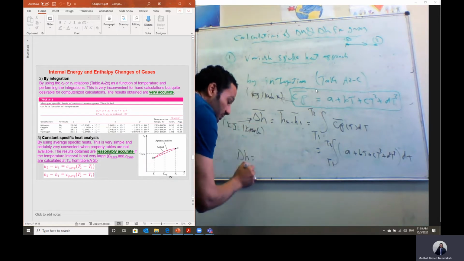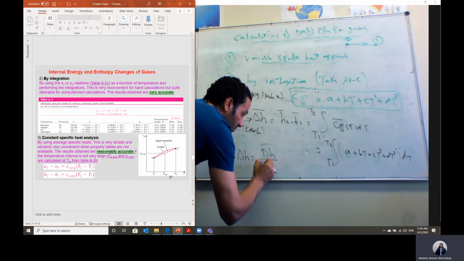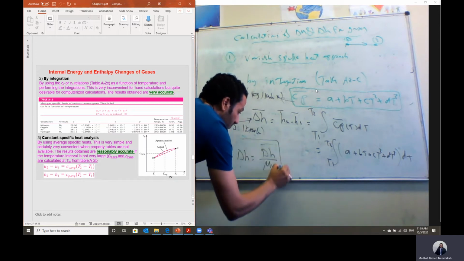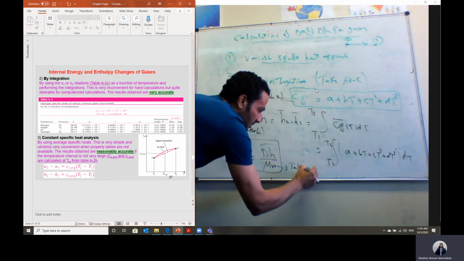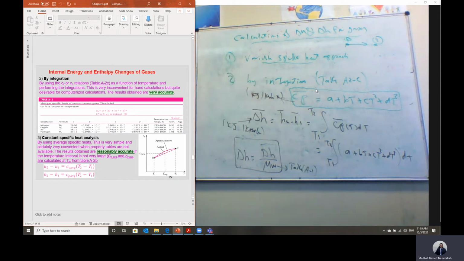Then to calculate delta H per kilogram, it will equal delta H per kilomole divided by the molecular weight. And this molecular weight, as we said, is calculated from table A1 in this case. But this is regarding delta H.